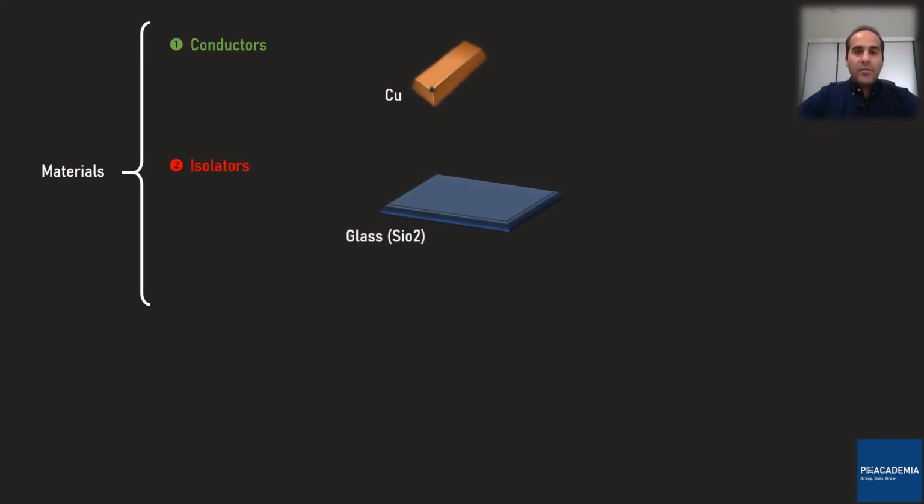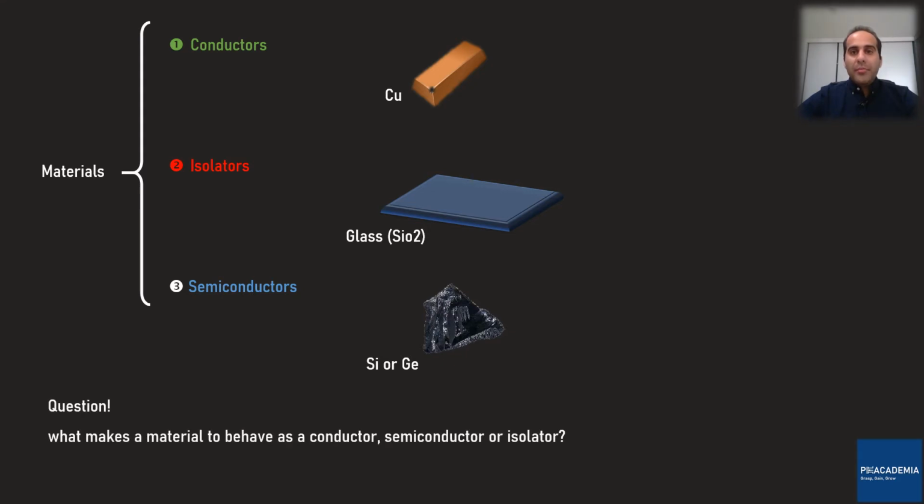In terms of the electrical properties, materials are divided into conductors such as copper or Cu, isolators such as glass or silicon oxide, and materials that are neither good conductors nor good isolators, semiconductors such as silicon or germanium. You may ask yourself what makes a material to be a conductor, semiconductor, or isolator.